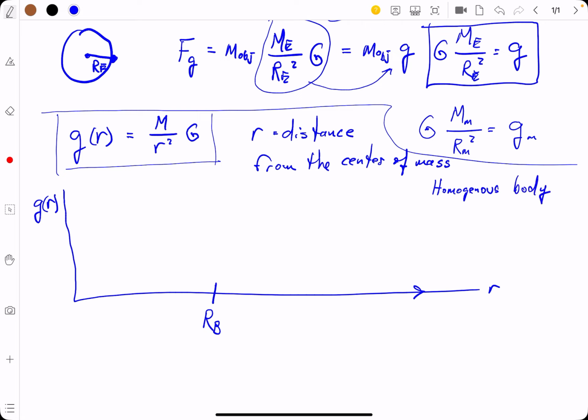I talked about inhomogeneous in the lectures, but we're going to deal with just a homogeneous body. We're going to max out at this distance. And since it's homogeneous, I went through and figured out for you guys that g on the inside of the object is linear for a homogeneous body all the way up to a maximum at the surface of the planet.